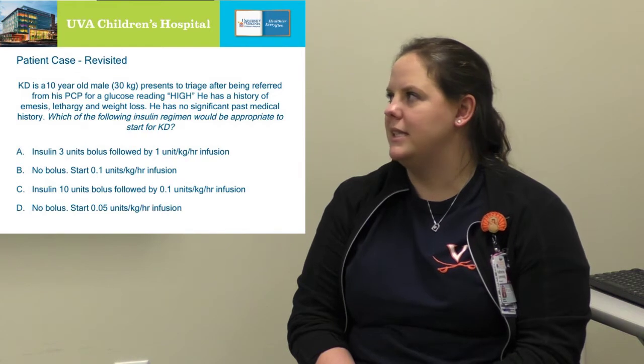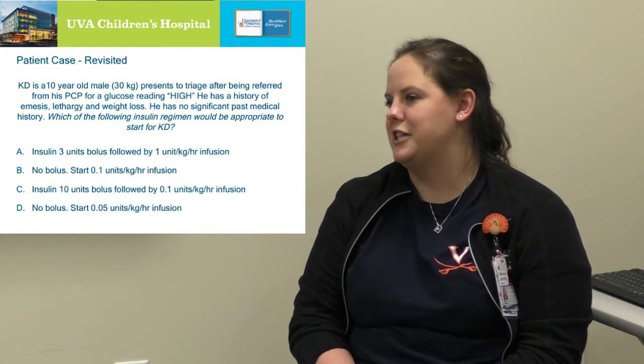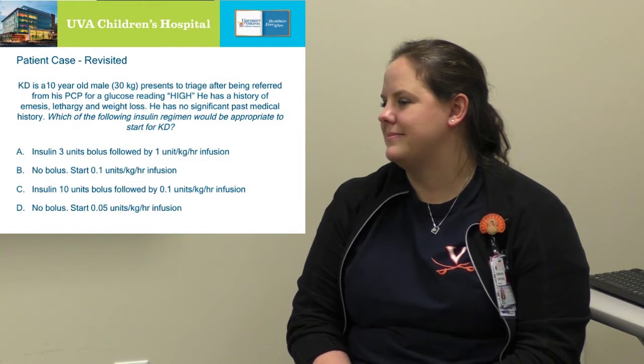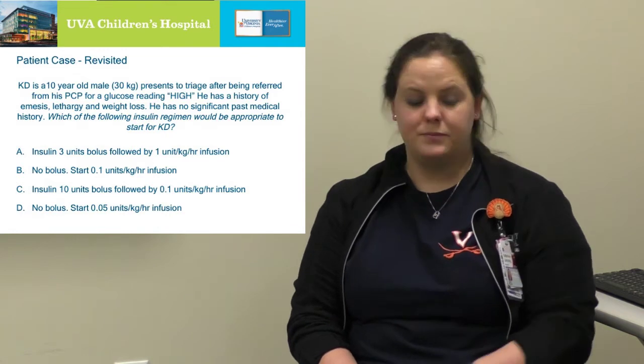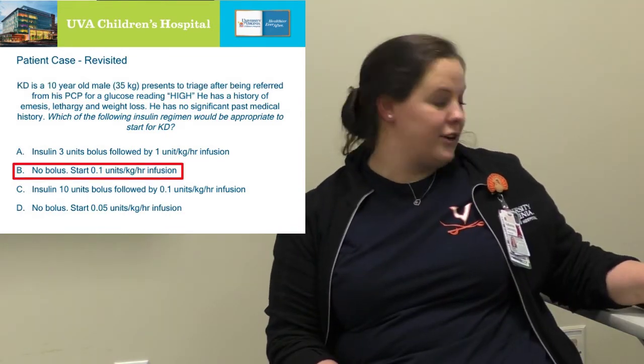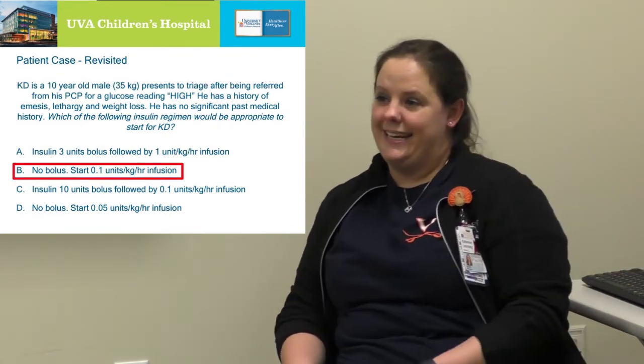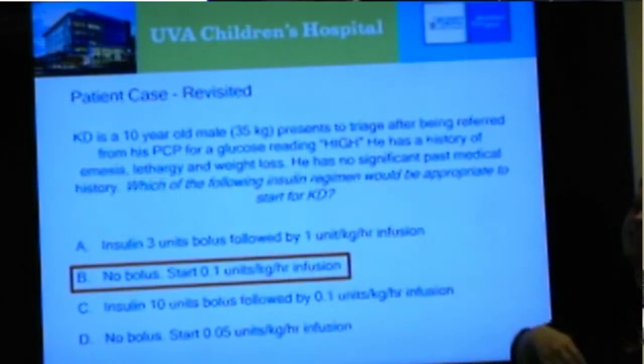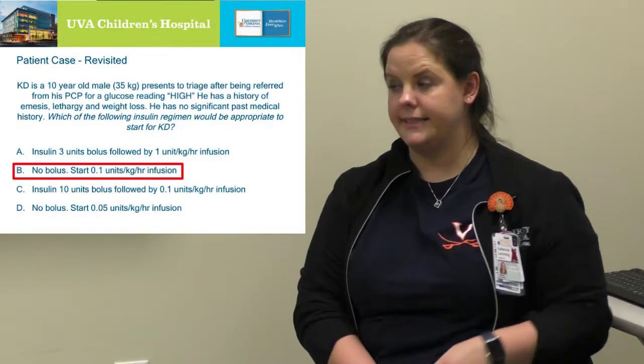So do you remember what delineates the different concentrations? It's based on age. So you're correct, there is no bolus in the pediatric population, and it's 0.1 units per kilo per hour because our patient is greater than 2 years of age. If our patient is less than 2 years of age, we want to use that lower infusion rate.